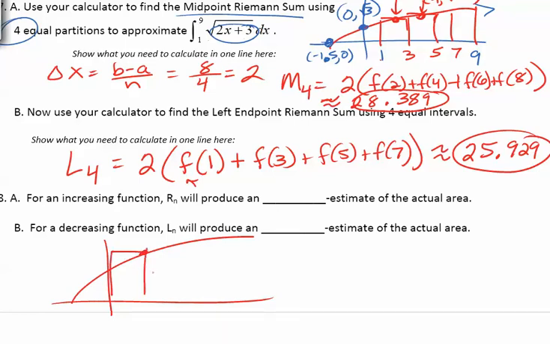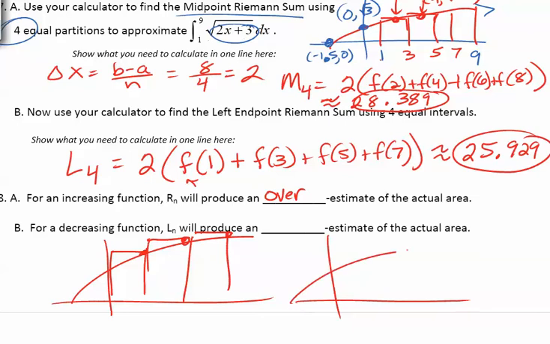All right, so for an increasing function, like the one we just did, what do we know about right-hand rectangles? Well, right-hand rectangles would be above the graph. So right-hand rectangles would give us an overestimate. And what about left-hand rectangles? Left-hand rectangles would be below. So left-hand rectangles would be too small, so they would give us an underestimate.